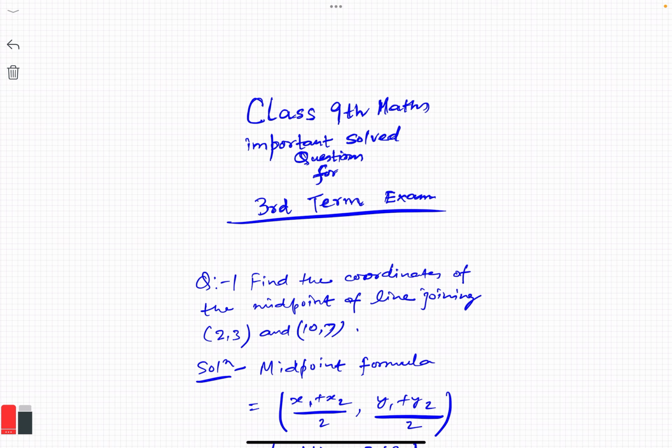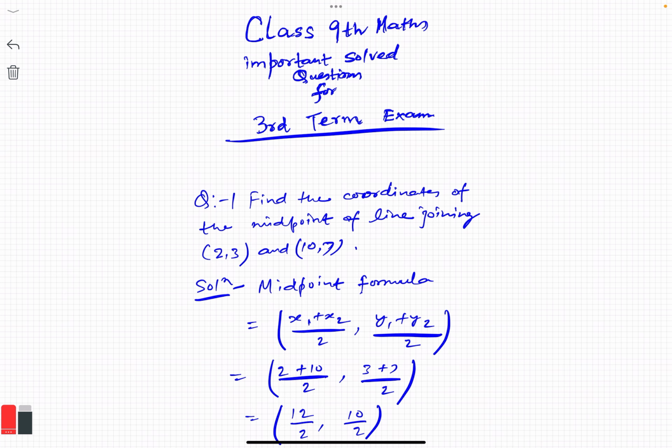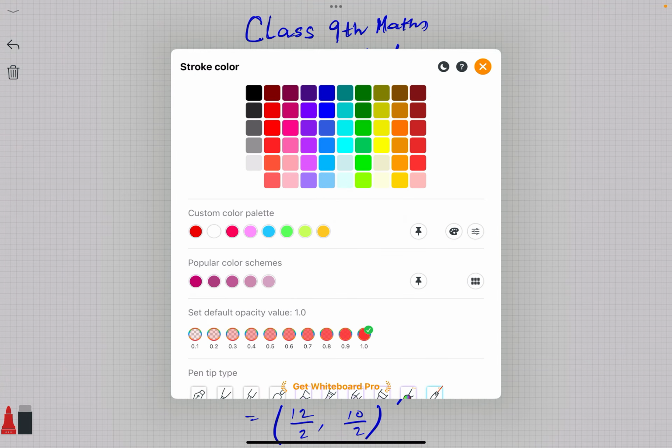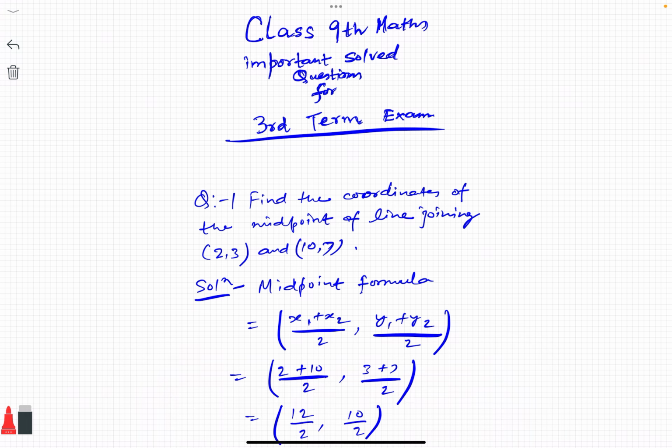Today we will discuss some important solved questions for third term exam. Question number 1 is find the coordinates of the midpoint of line joining 2, 3 and 10, 7.